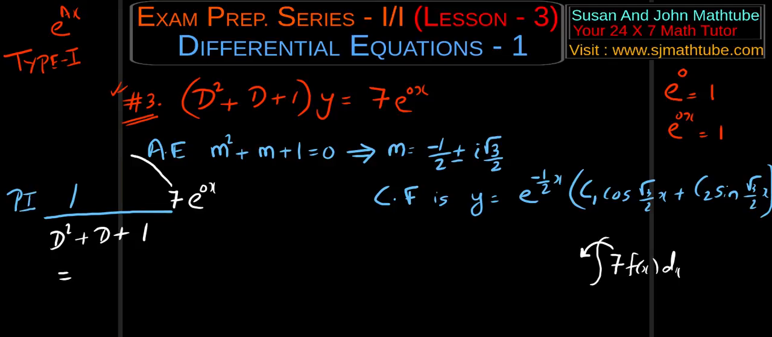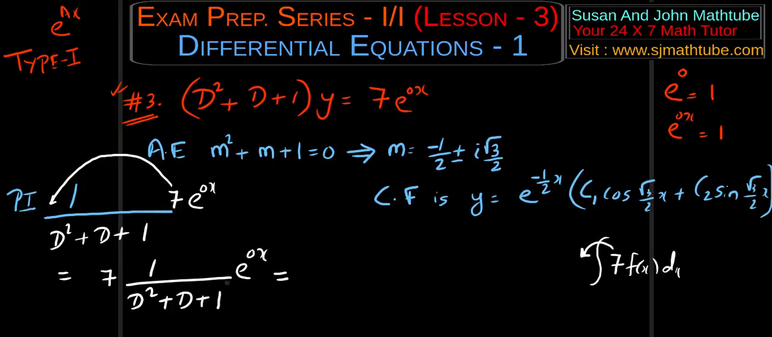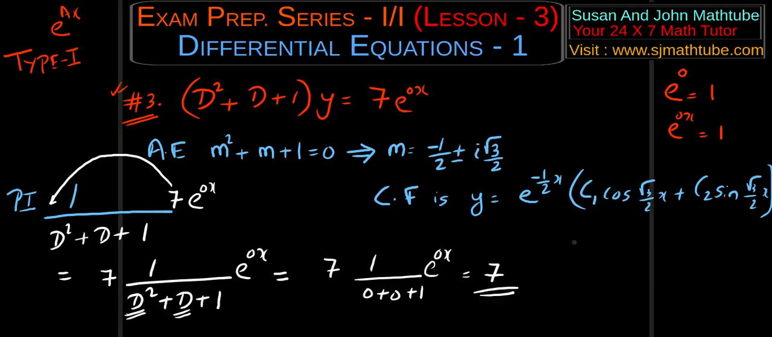I'm going to keep this outside the operator. So I'm going to write 7 times 1 by D square plus D plus 1 of e to the power 0x. And what is the technique? Yeah, we have to replace D with 0. So 7 times 1 by 0 plus 1 and e power 0x. So you end up with 7. And finally, the general solution is, you know what to do, add them up.